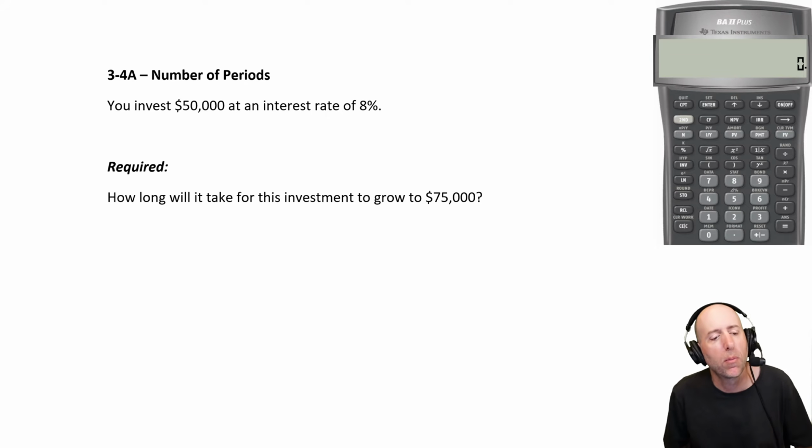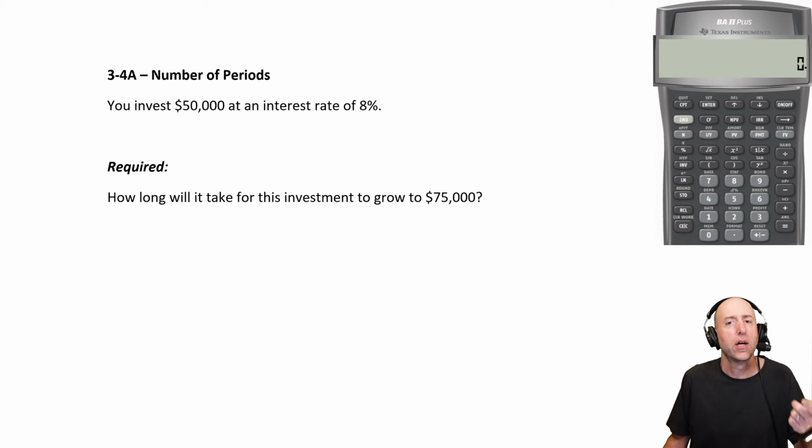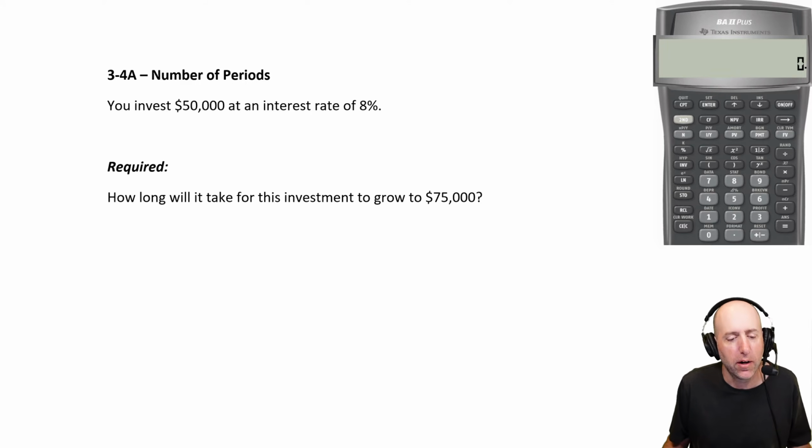Let's have a look at problem 3.4a. Thus far, we've been asked to calculate the present value, the future value, the rate of return or the interest rate, and now we're being asked to do the hardest one, mathematically anyway: the number of periods.